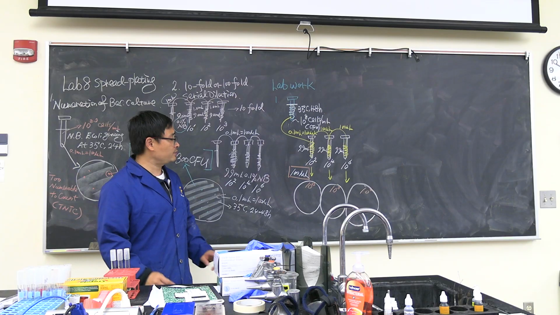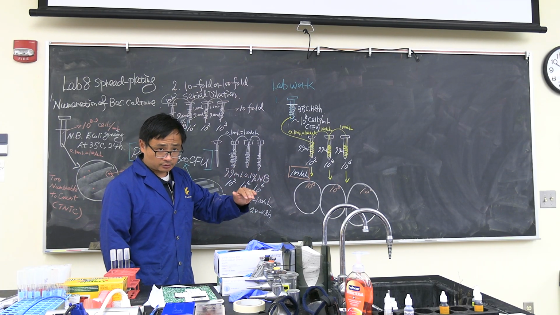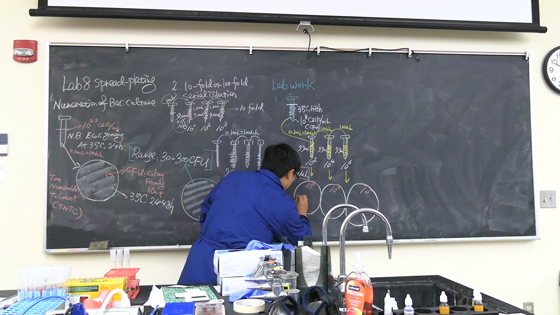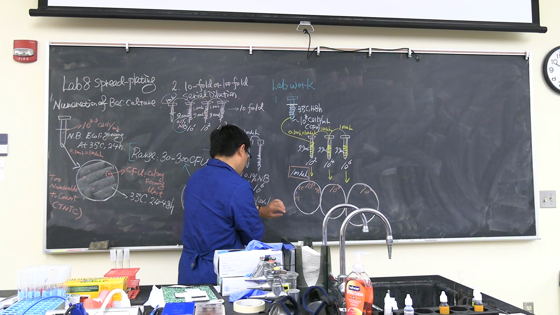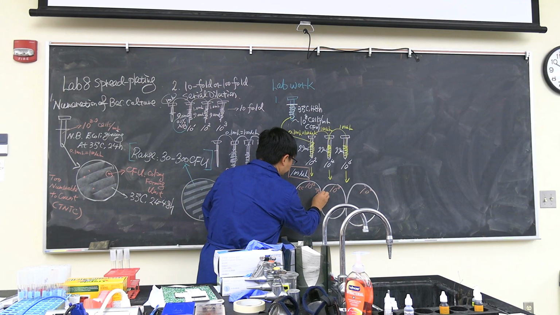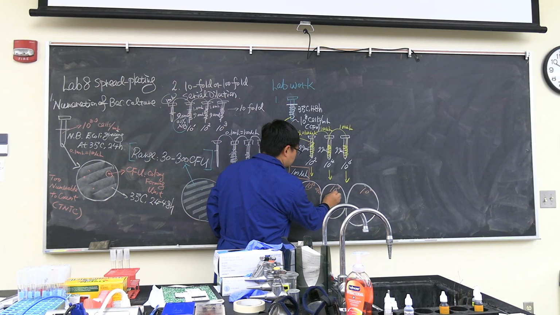Same as we did before, these plates need to be labeled at the bottom with your initial batch number, bacteria, and also the date. Because we're going to do a dilution. So what's the date today? 25th. But very important is your dilution factor.